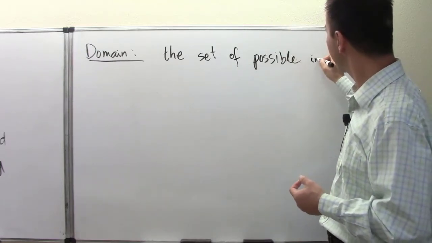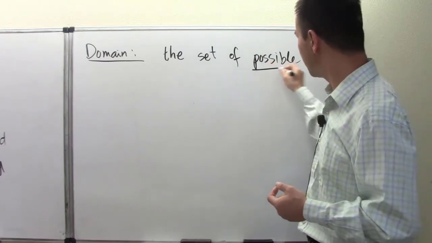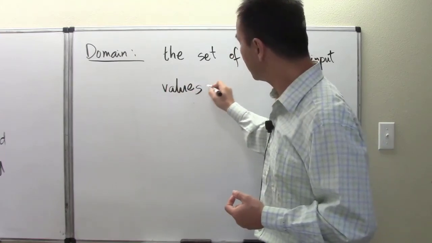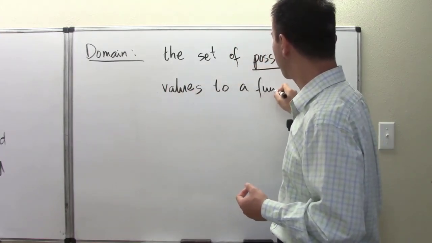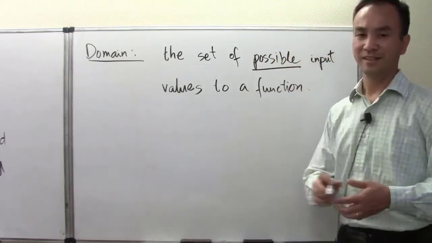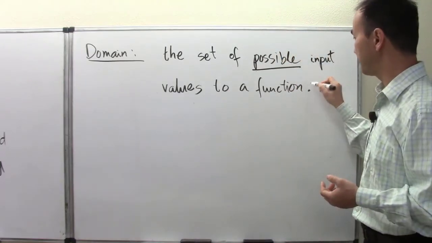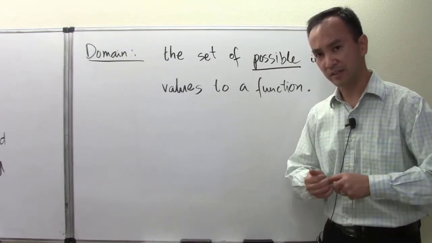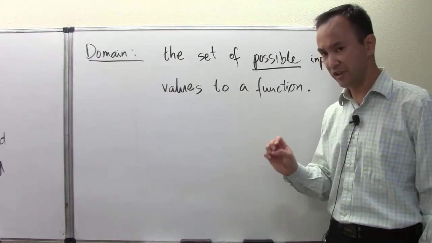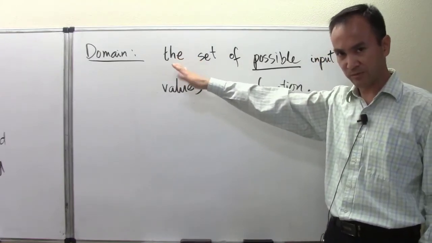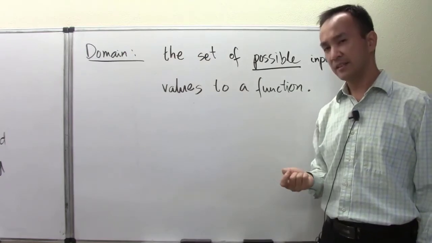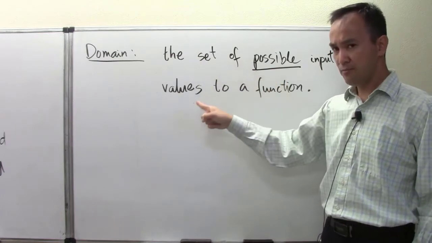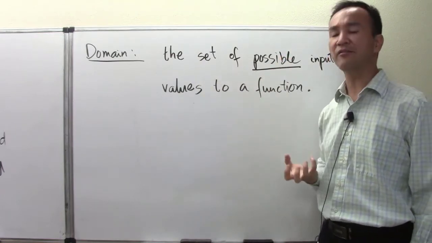A set of possible input values to a function. All right. So that's the definition I found from a textbook being used in some of the colleges I've been teaching. The author of that textbook gave this definition right here, this style of wording. So the domain is the set of possible input values. So now at this point you have a clear understanding of what it means.